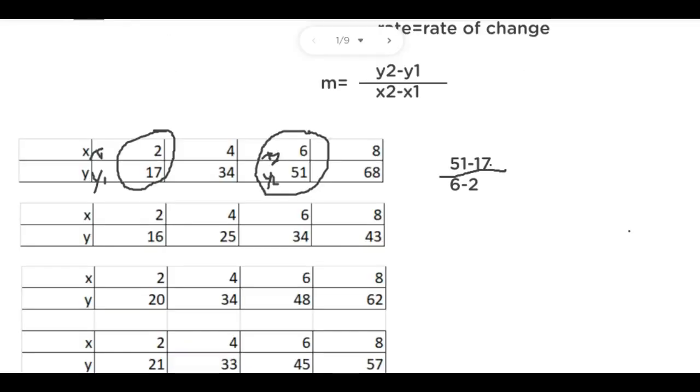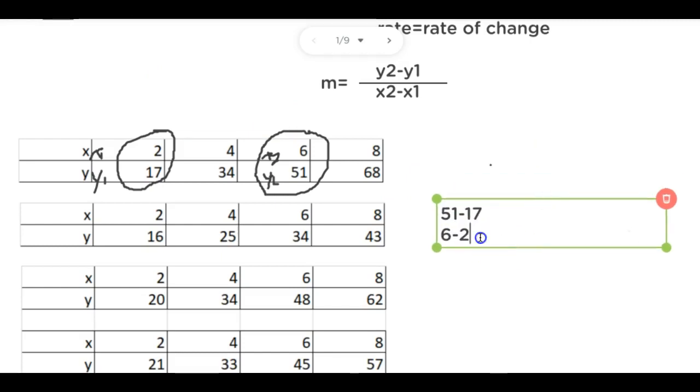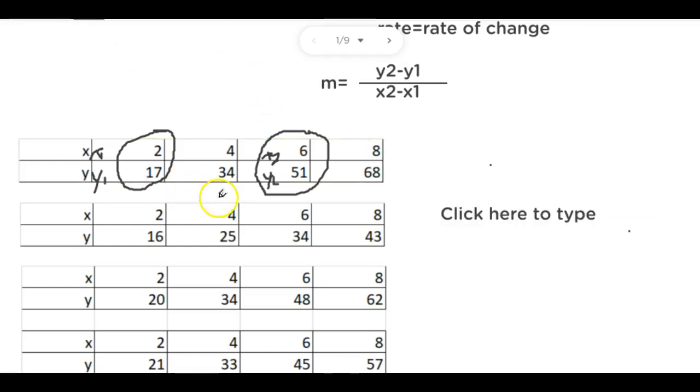I'm not going to demonstrate that because if you need to, you can rewind it and rewatch it. But what I will do is do it again with another set of points. Let's go to this second one. Remember, the first thing I want you to do is circle 2 points. So I'm going to go with 2 and 16, and then let's go with 8 and 43.